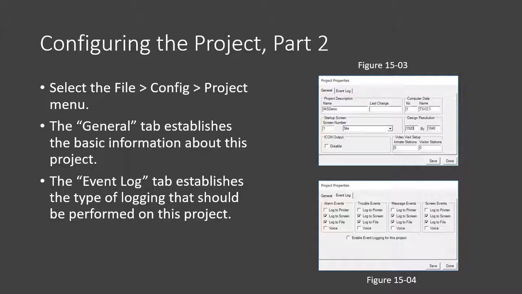The next thing you'll need to do to configure the software is go to File, Config, and Project. And the Project Properties form allows you to set up two different things. It has two different tabs. First, you have the General tab, which provides you with some basic information that you'll need to supply for the project. And then the Event Log tab, which establishes the type of logging that should be performed for this particular touchscreen design.